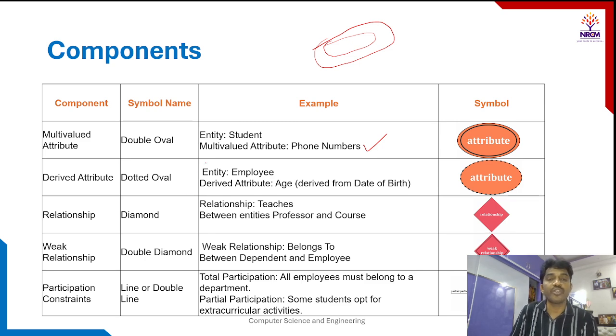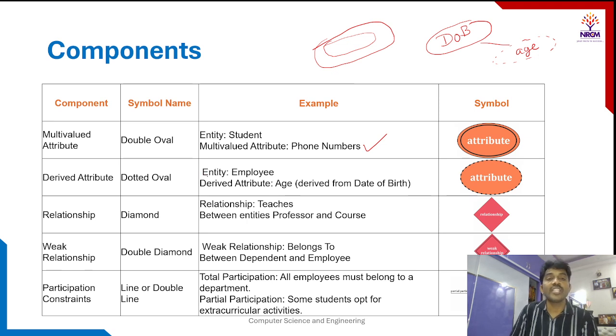And the derived attribute. The example is age. Derived means we retrieve one attribute from another attribute. For example, DOB, date of birth, is one attribute. From the database, we retrieve the age attribute, because based on your date of birth you can find out the age. That is called a derived attribute.